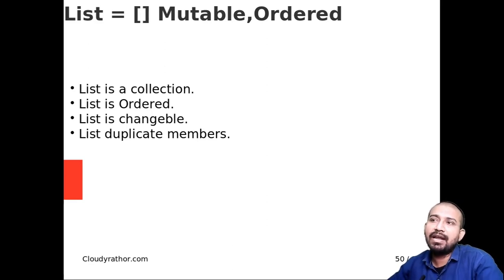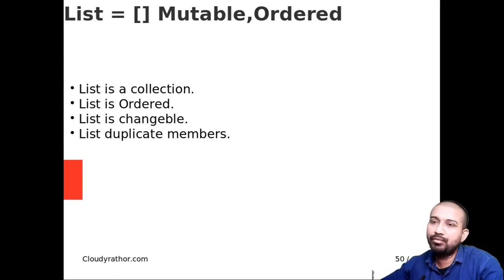Now guys, whenever I say mutable, it means we can change the values, we can change the elements inside the list. So list is mutable, list is ordered. What that means, we will see later. List is a collection. So the first question is, what is a list? A list is a collection.